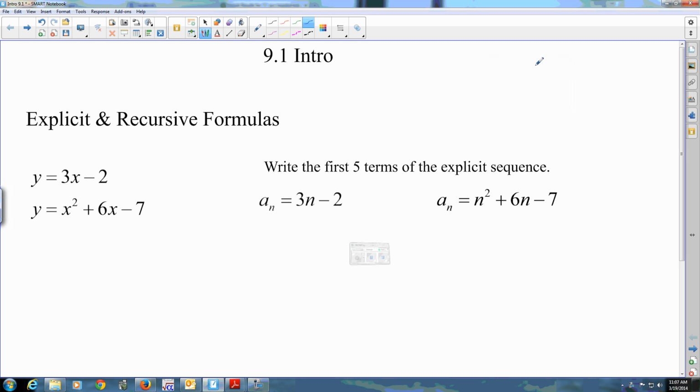Hello everyone, this is for section 9.1 for pre-calc. First thing I need to talk to you guys about are explicit formulas. I'll delve into recursive in the next couple pages. Explicit formulas are formulas that you're used to.